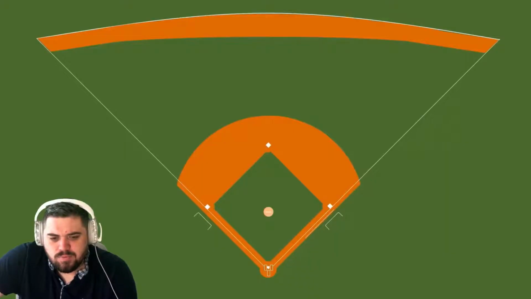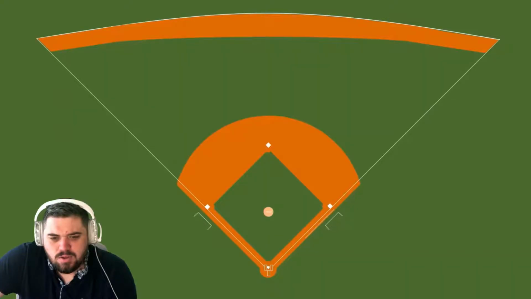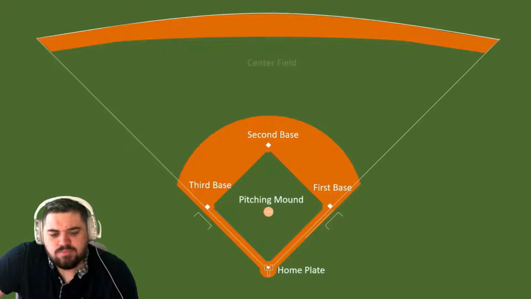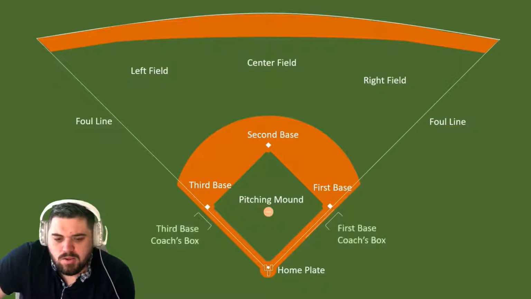Let's take a look at the top view. This is how it looks like from the top. This is a field. Let's cover some terminology. This is a pitching mound. This is a home plate, and then first base, second base, third base. So there are 4 bases, and then this is center field, left field, right field, and foul line. So foul line determines the playing area. If the ball is between the foul line, it's good. Otherwise, it's not good. And then there's a places for coaches.